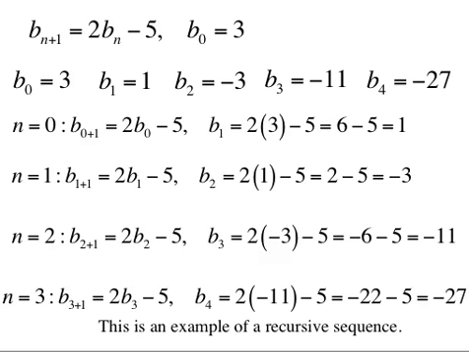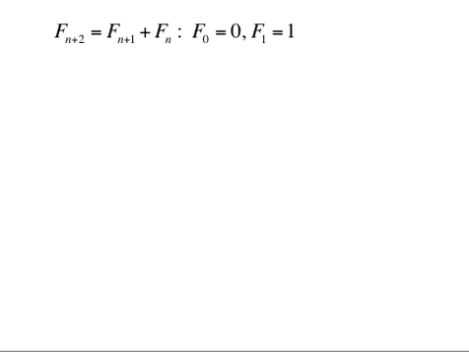This is a recursive sequence. When you have the next elements be dependent on what comes previously, we call that a recursive sequence. Here's another one we're going to look at, another recursive sequence. F sub n plus 2 is f sub n plus 1 plus f sub n. So 2 later is the one previous plus the one before that.